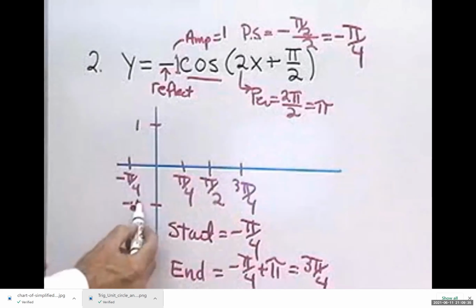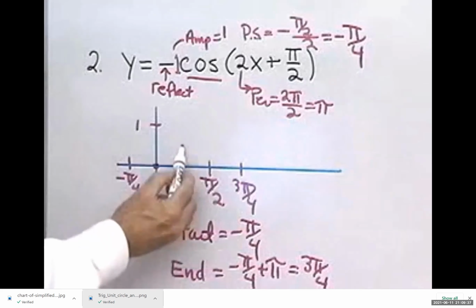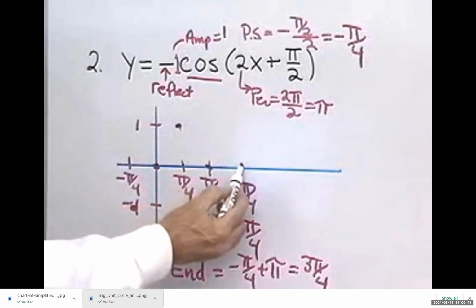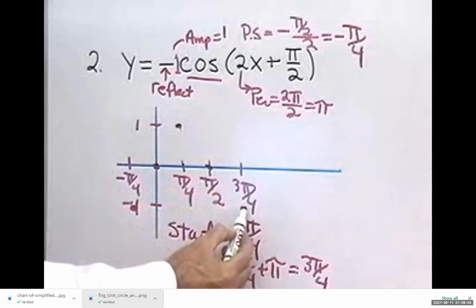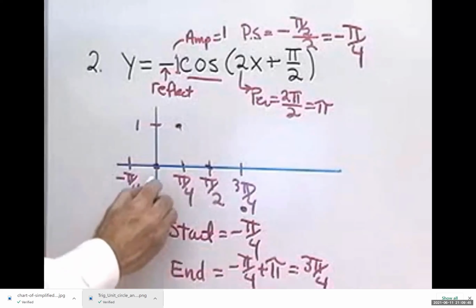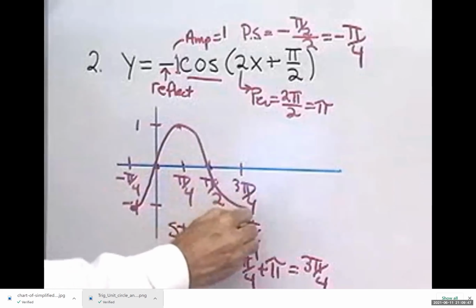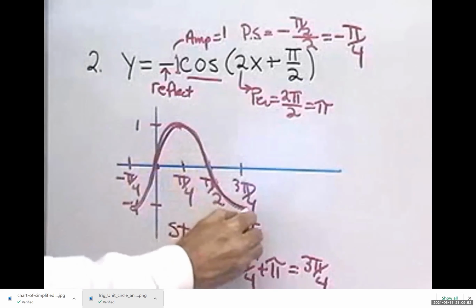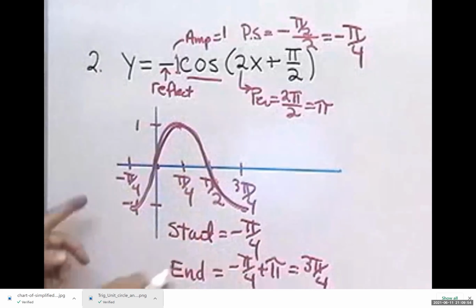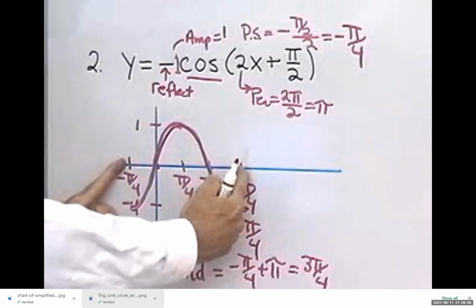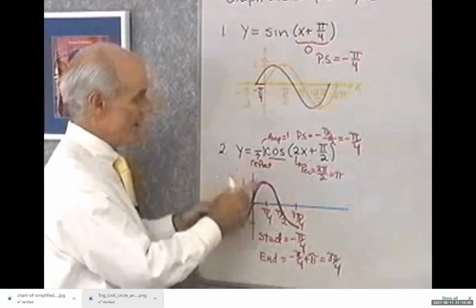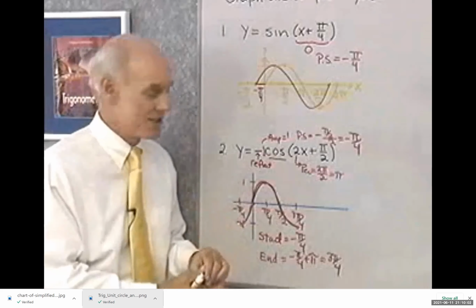So I'm going to go from negative 1 to 0 to 1, back down to 0, and then down to negative 1. So I should get a curve that looks something like this. This is a nice cosine curve. It has an amplitude of 1. It has a period of pi units on the x-axis. It has a phase shift of negative pi over 4, and the graph's reflected about the x-axis.